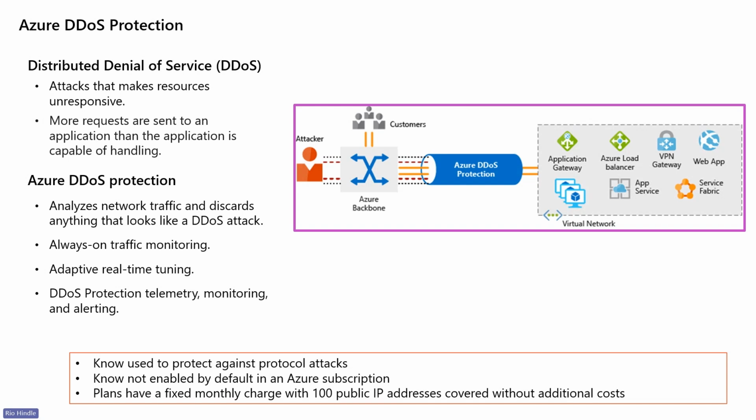And the information to know here for the exam is 100 public IP addresses are covered without additional costs. So the question would be something around you need to do this without additional costs, basically. So you have 80 public IP addresses and need protection, you can do that without additional costs. If you've got 101 public IP addresses, it incurs a cost, basically. So that is the Azure DDoS service. And again, if the question was around what would you use to protect against protocol attacks, it's Azure DDoS, basically.